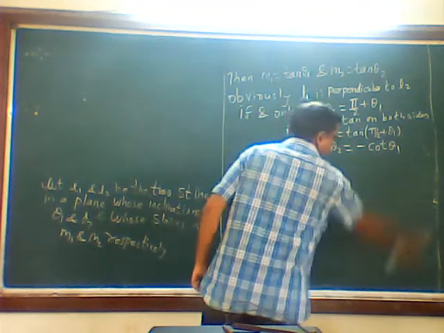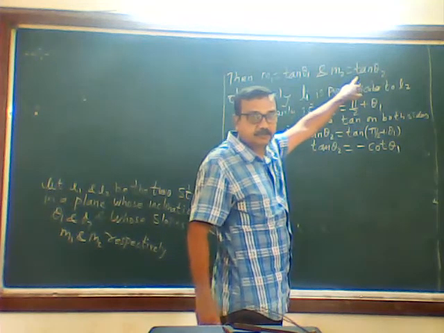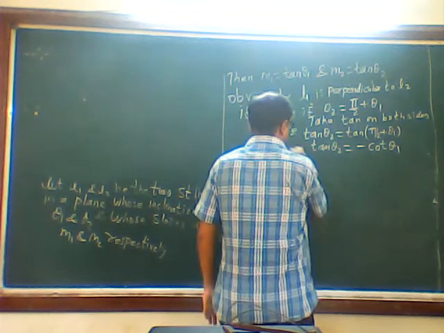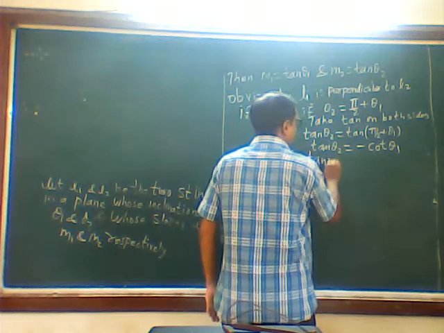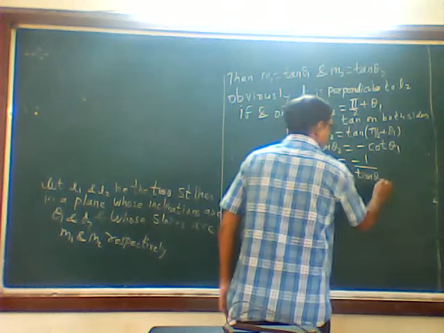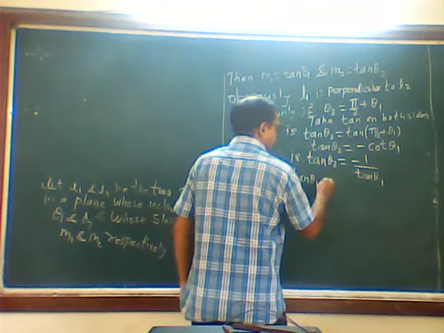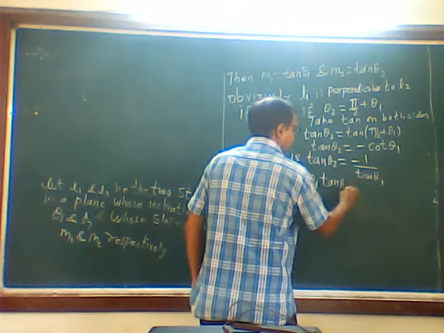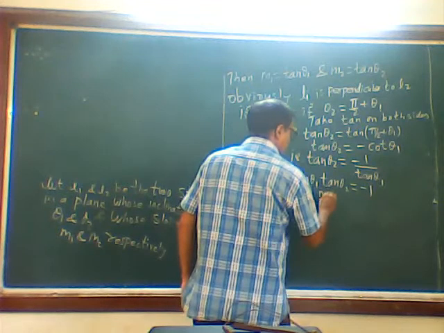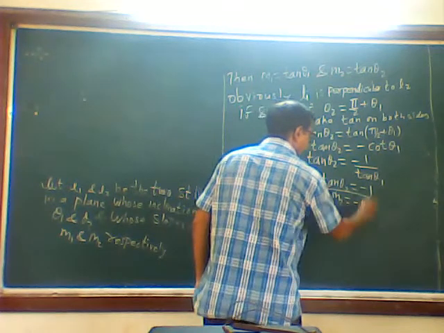So next, what I will do is, we have the tan theta 1 and tan theta 2 values. We are in cot, so I will write the reciprocal formula. That is, tan theta 2 is equal to minus 1 upon tan theta 1. This will get cross multiplied. That is, tan theta 1 into tan theta 2 is equal to minus 1. Therefore, what is tan theta 1? M1. And what is tan theta 2? M2.